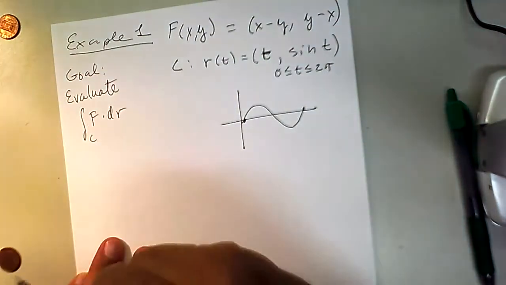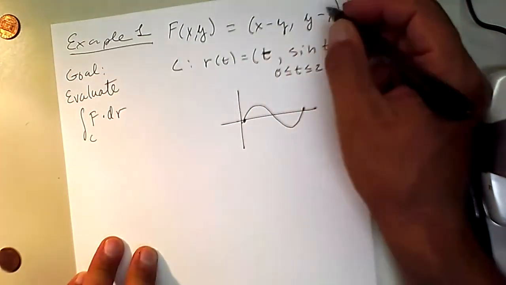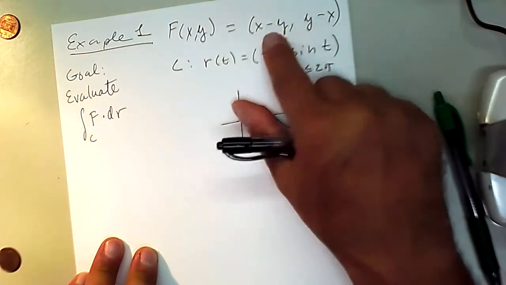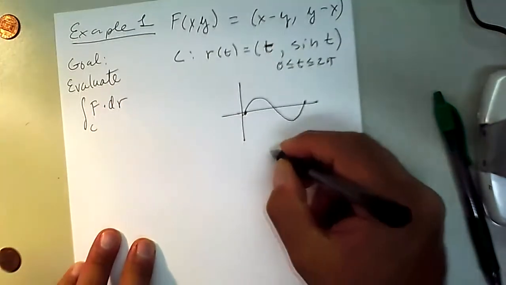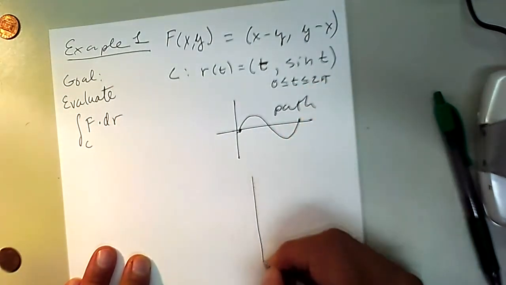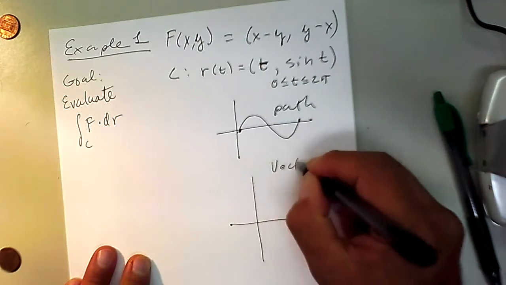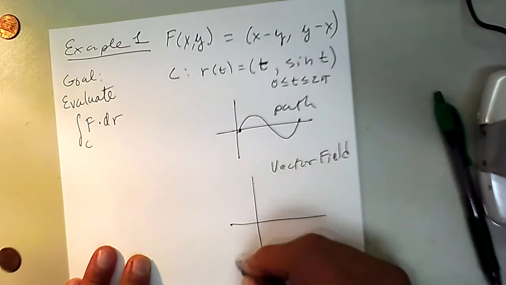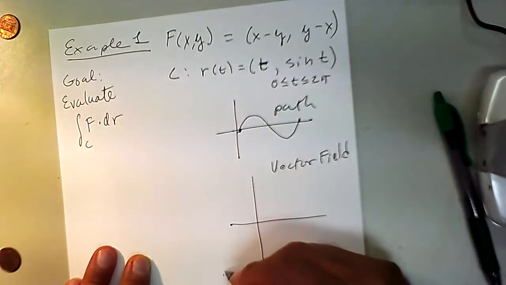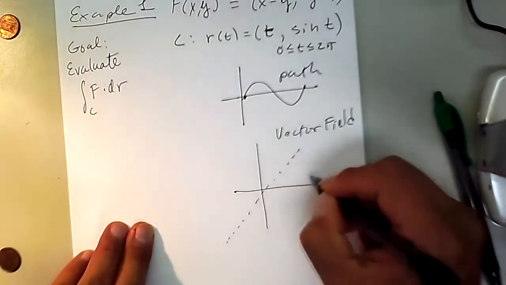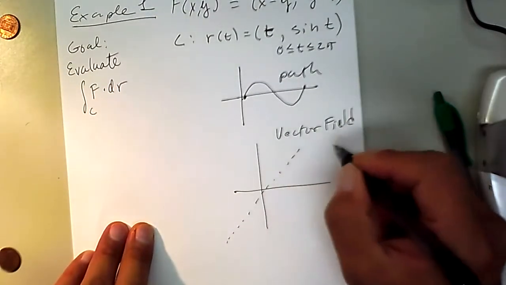Now, I haven't shown you how the vector field behaves. If x equals y, then those two numbers are going to be 0. So this is the path. And now the vector field. Okay, so on this line, there's no wind, there's no flow.